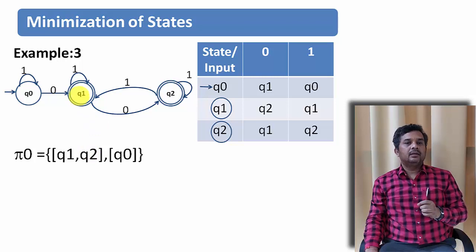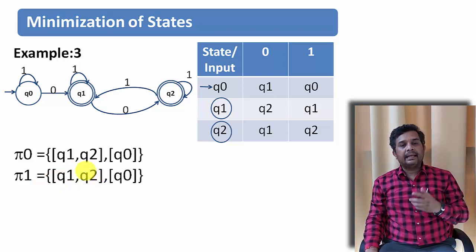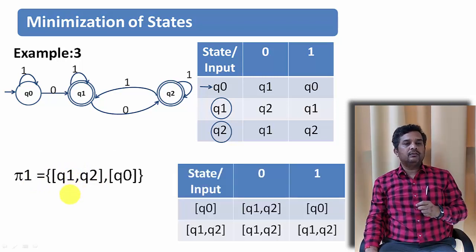So for pi naught, Q1 and Q2 are the final states in one partition and Q0 is a non-final state in another partition. So based on this result, I'll construct pi 1. So you can see Q1 on 0 is Q2 and Q2 on 0 is Q1. So Q1 and Q2 belong to this partition. Similarly, Q1 on 1 is Q1 and Q2 on 1 is Q2. They belong to the same partition. So I cannot partition it anymore. So I can say Q1 and Q2 are equivalent.